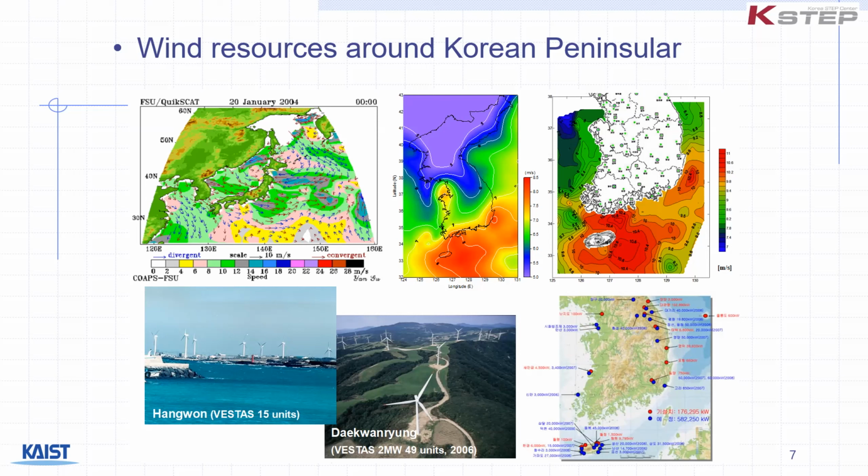And from the bottom right-hand side, you can see that there are already installed wind power systems. So you can see that most of them are land-based currently from this picture, but now they are moving out to the ocean because land resource is scarce.